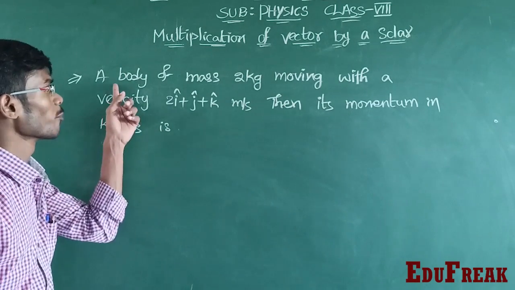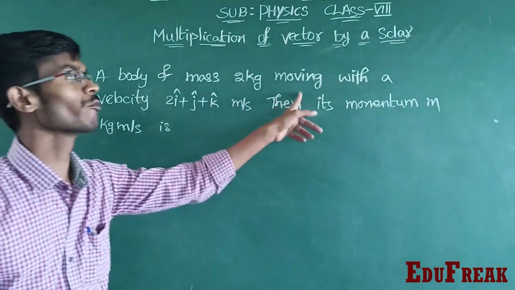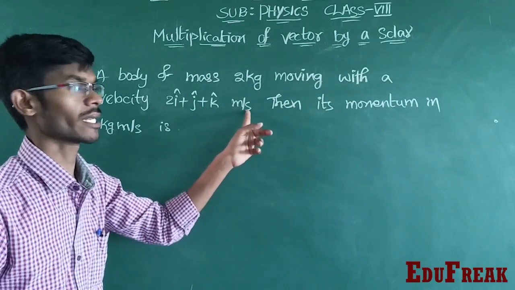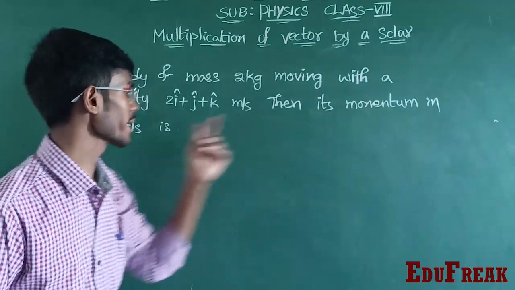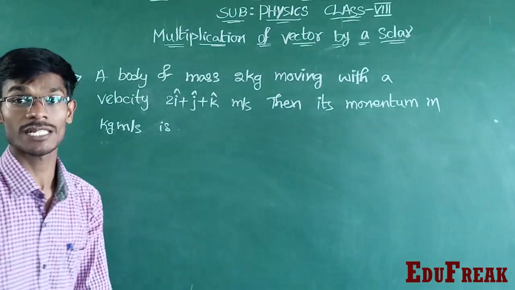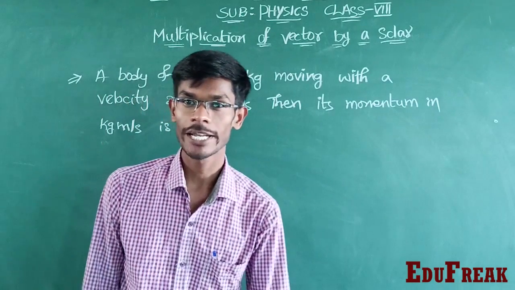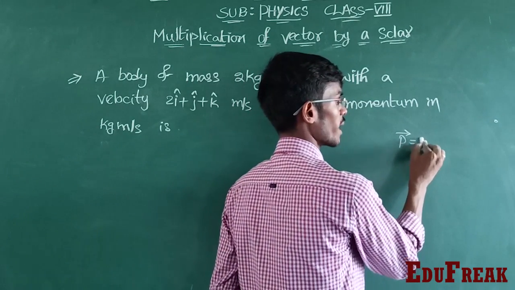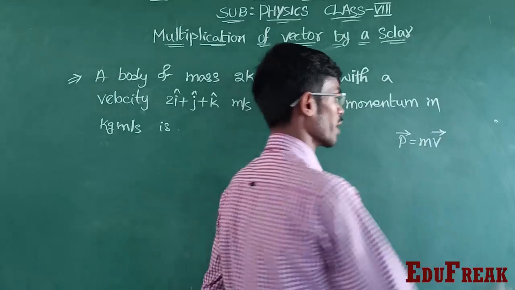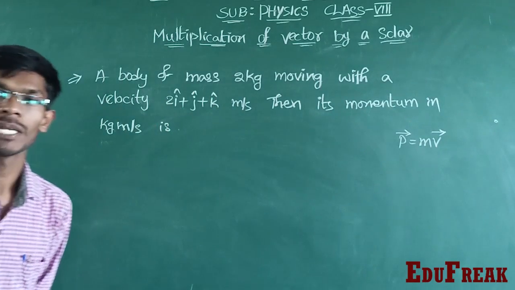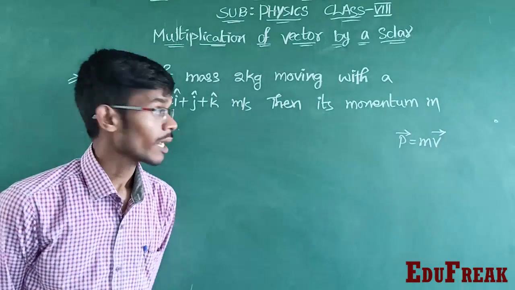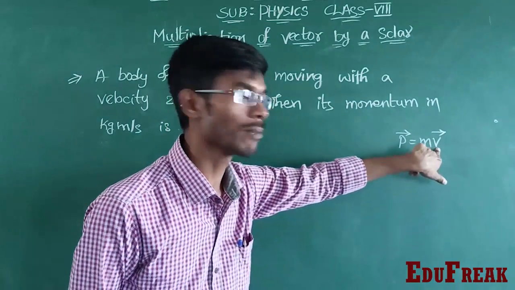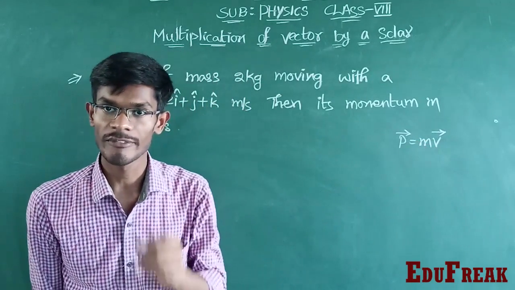See here, a body of mass 2 kg is moving with a velocity 2i plus j plus k meter per second, then its momentum in kilogram meter per second is what? What is momentum? The quantity of motion contained in an object is represented as P bar is equal to m into v bar. Here P bar represents the momentum, m represents the mass of an object, and v bar represents the velocity of the object.